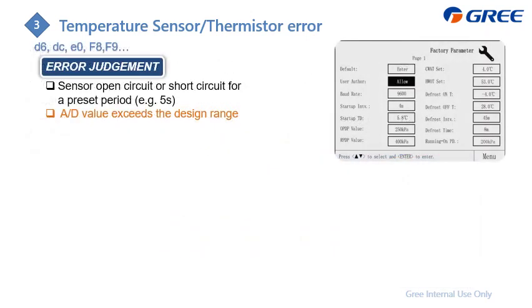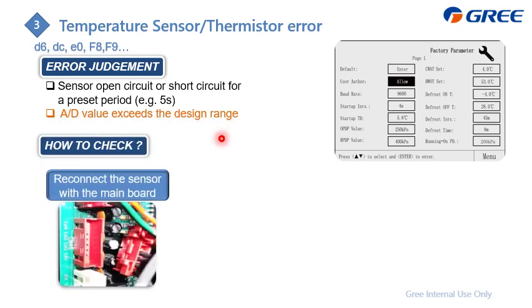And this is the detail when we have this temperature sensor malfunction, which is the sensor is open circuit or short circuit for a preset period, for example 5 seconds. Then the system will treat this as an error, which is the AD value out of the design range. And here is the detail.